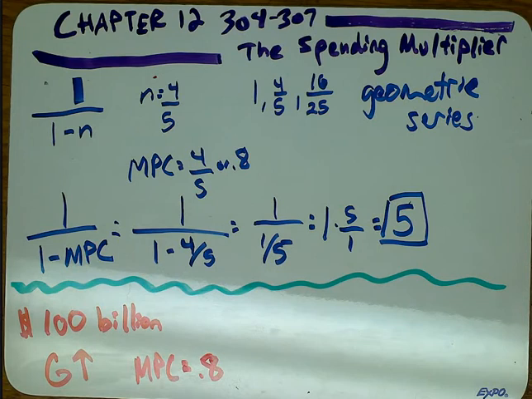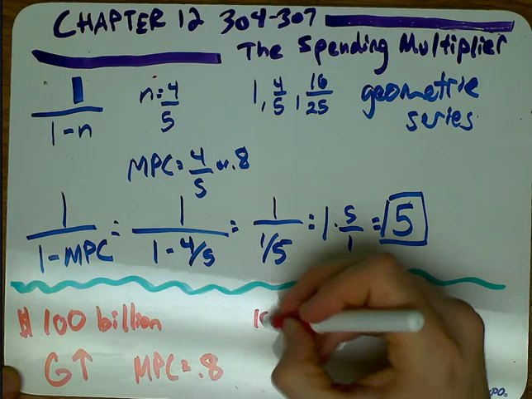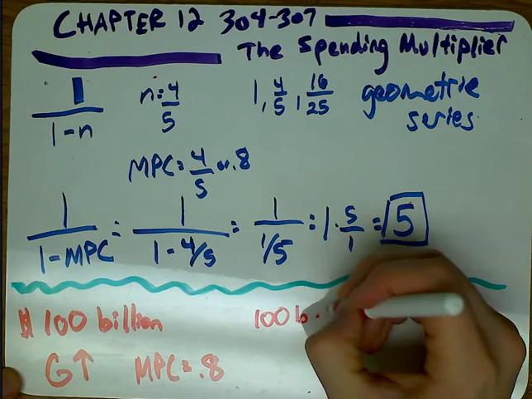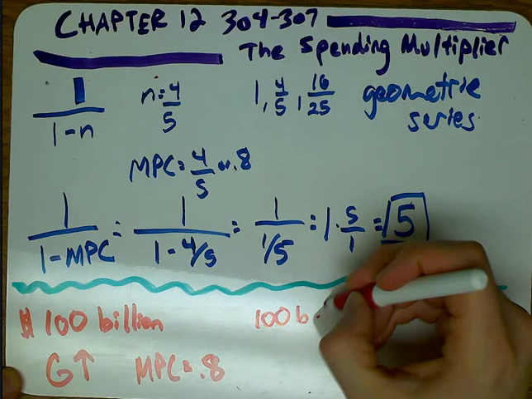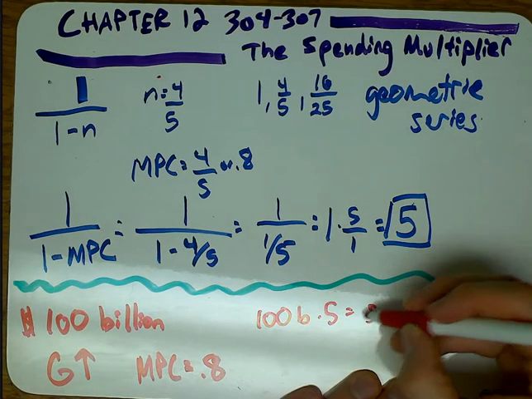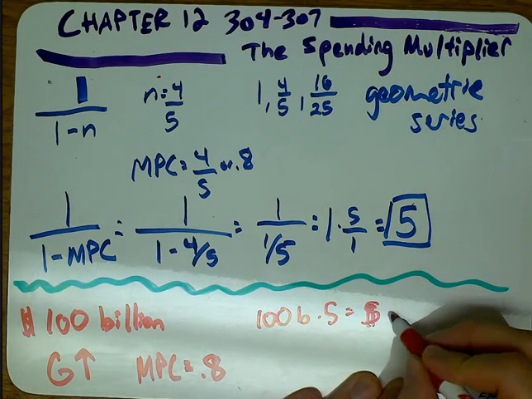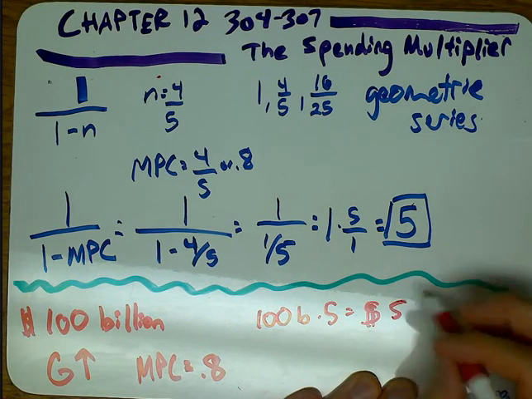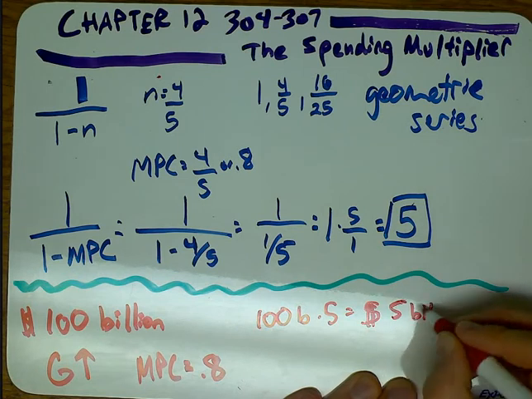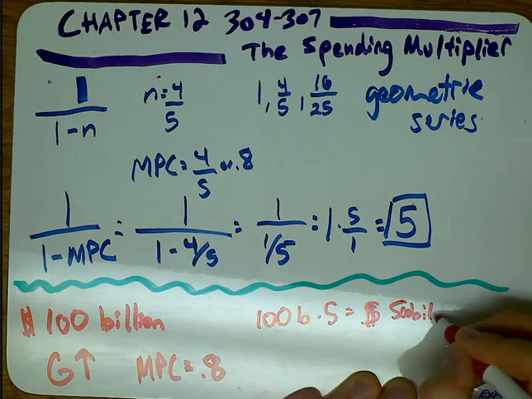And so you'll need to use the multiplier, and then you'll eventually do your work. You'll figure out that you need to do 100 billion times 5, to find out that if the government does some autonomous spending, it will increase the economy by $500 billion.